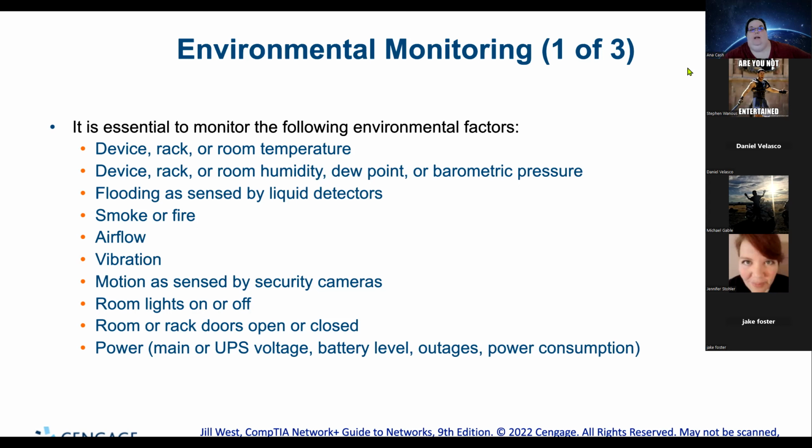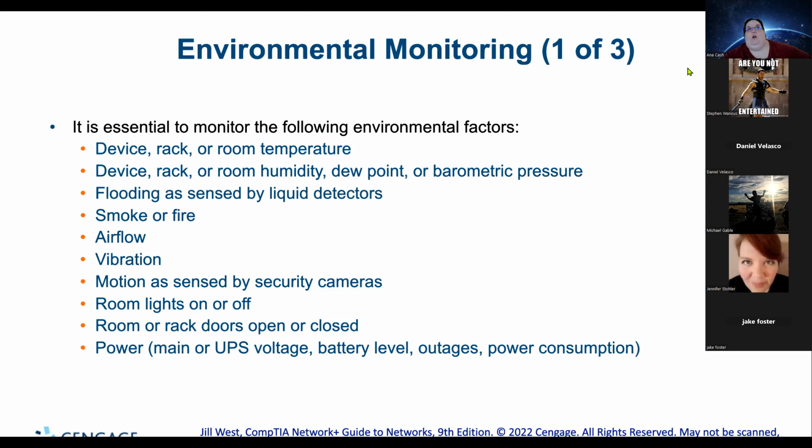Then there's flooding as sensed by liquid detectors, smoke or fire, airflow, and that airflow and HVAC ties into your room temperature and humidity. Vibration, because depending on the hardware, that can also cause problems.